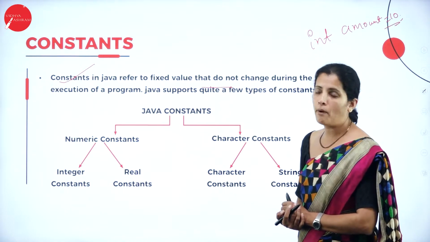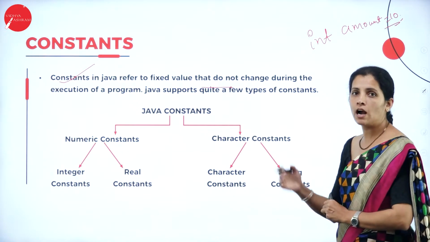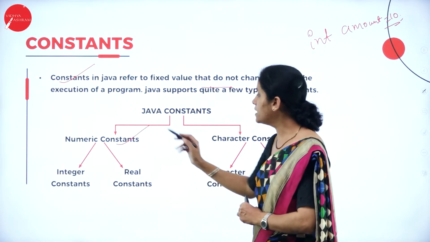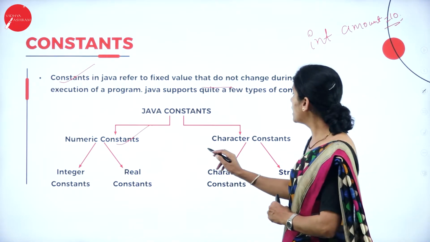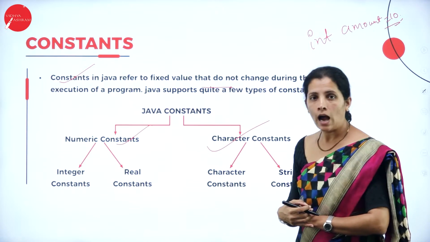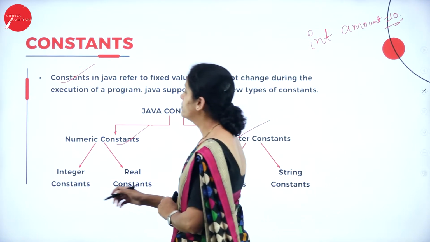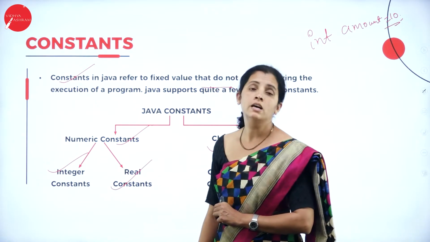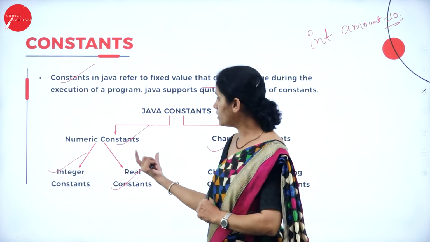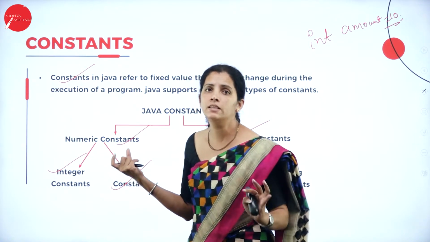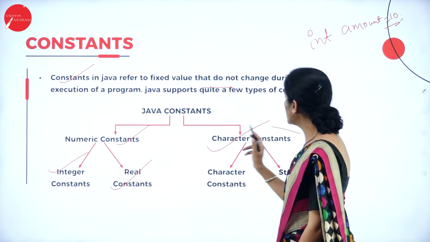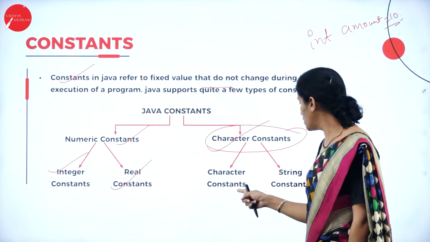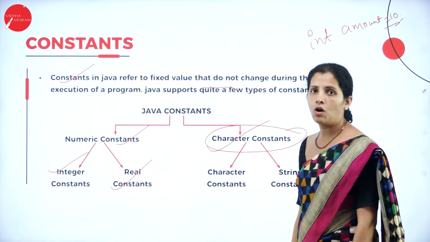Java supports a few types of constants. Java constants are categorized into two types: numerical constants as well as character constants. Under numerical constant, I have integer constant as well as floating point or real constants. What are numeric constants? That is nothing but the numbers. Then the character constant is further classified into two types: character constant as well as string constant.